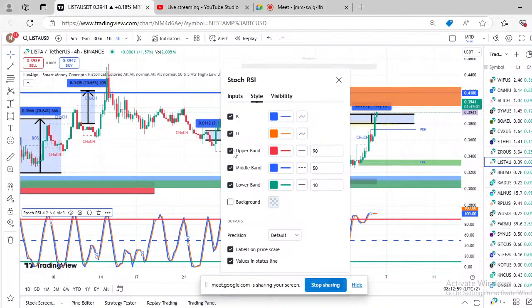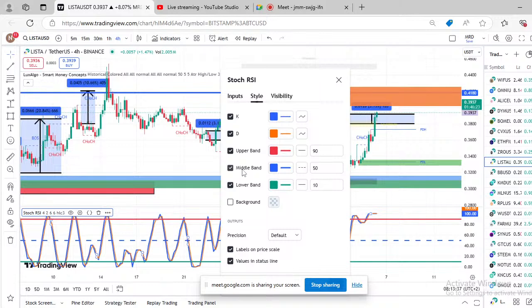So when we go to the upper band, it is the straight line which is at the top, and we have to make it 90. This upper band, you put 90. And remember, this red one is what we call the overbought region, where there is the red line at the top.